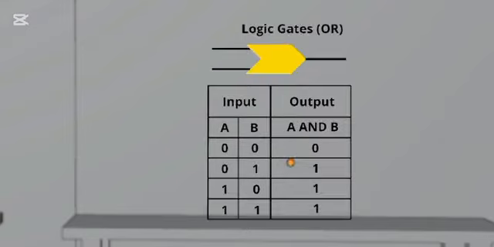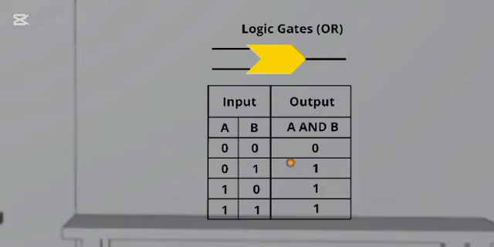The OR logic gate produces an output of 1 if one or both of its inputs are 1. Let's look at the truth table to understand how it works. Row 1. Input A equals 0, B equals 0. Output equals 0. Row 2. Input A equals 0, B equals 1.